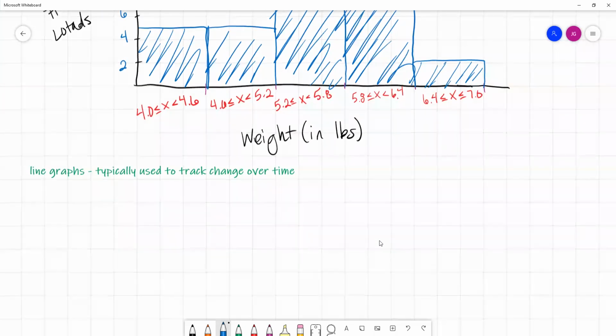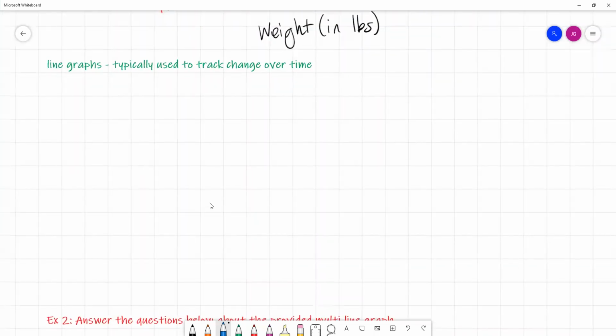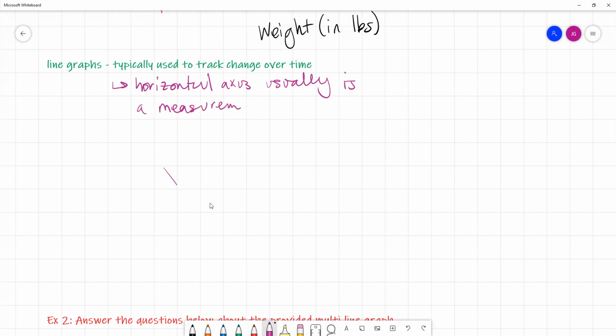Okay, we got line graphs. All we really want to worry about with line graphs is to make sure that we know how to read them and when they're used. Typically, we use line graphs to track change over time. And so what that means is that the horizontal axis is usually a measurement of time.